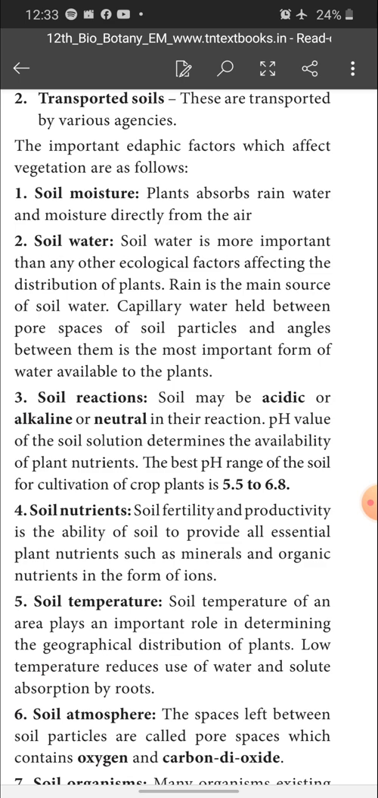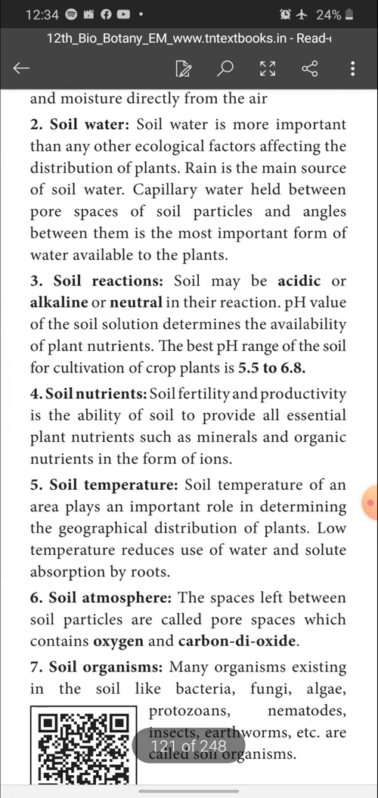Okay, some soils will be acidic, some may be alkaline, some may be neutral in their reaction. So the pH value of the soil solution determines the availability of plant nutrients. Based on the pH of the soil solution, we can determine the availability of nutrients. The best pH range of the soil for cultivation of crops is what? 5.5 to 6.8 is the best range for cultivation of crops.